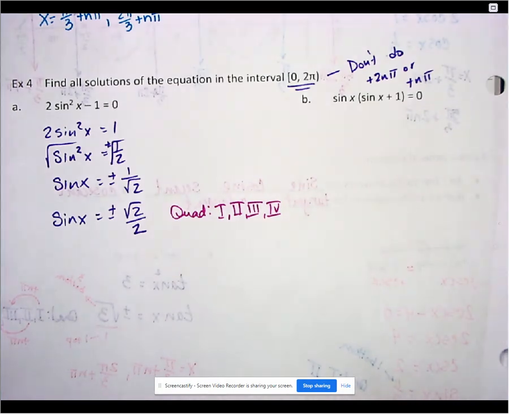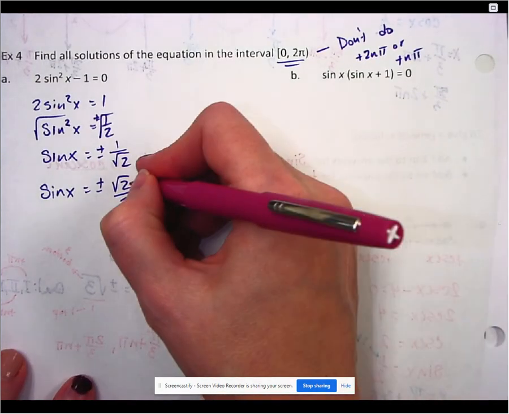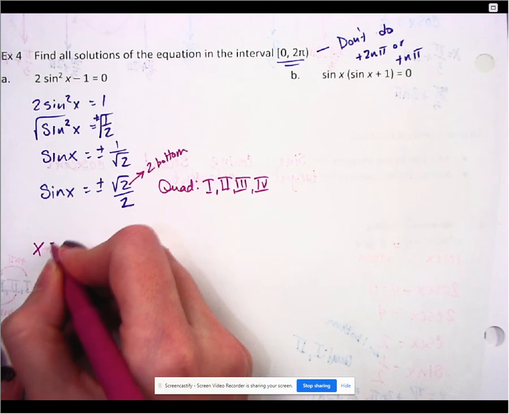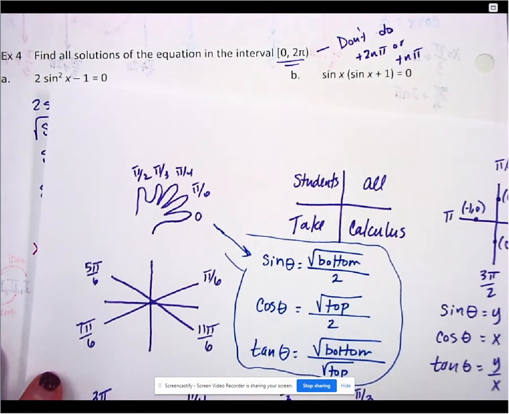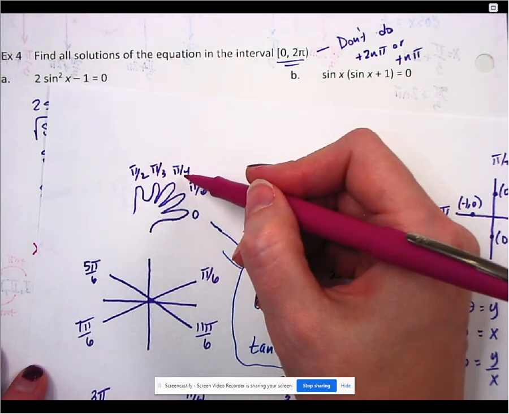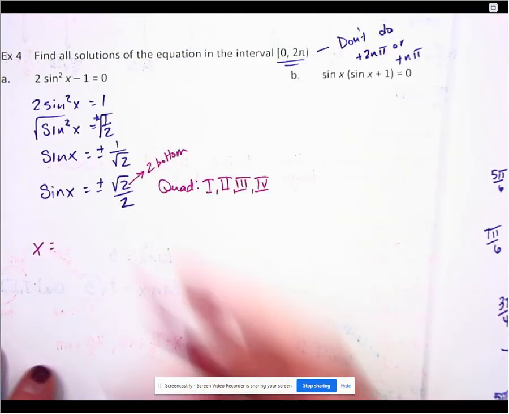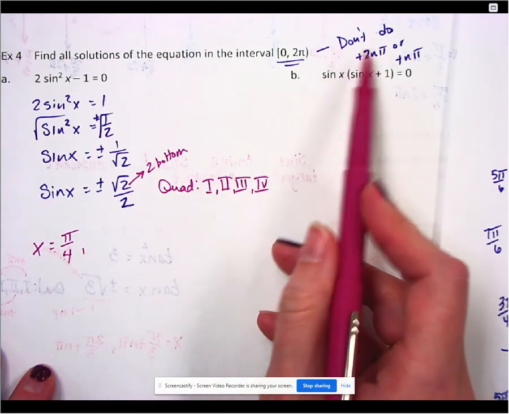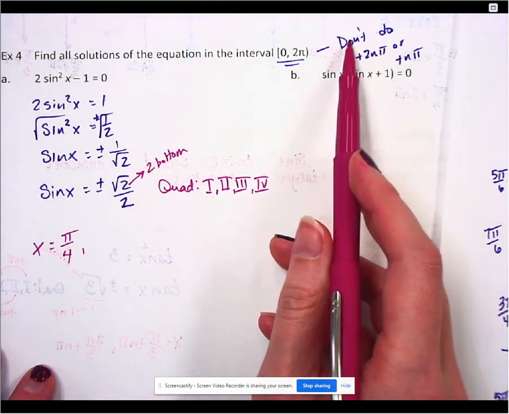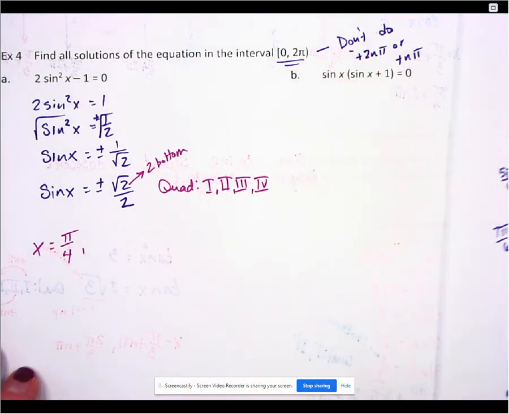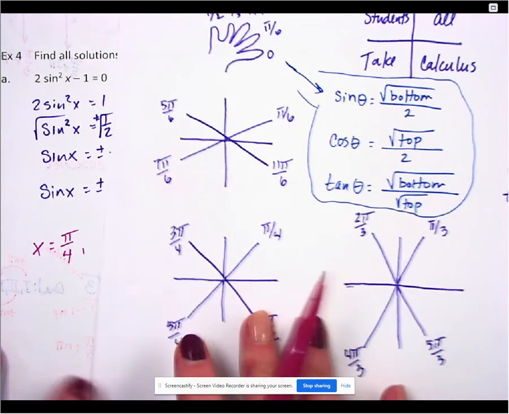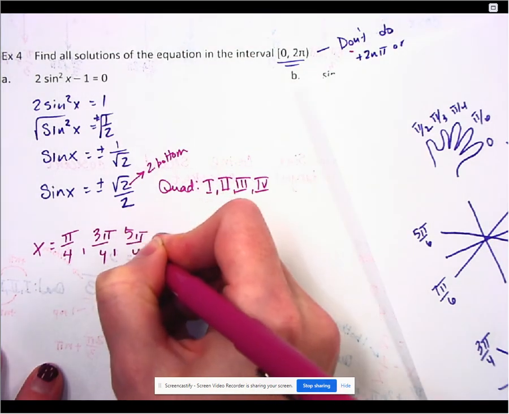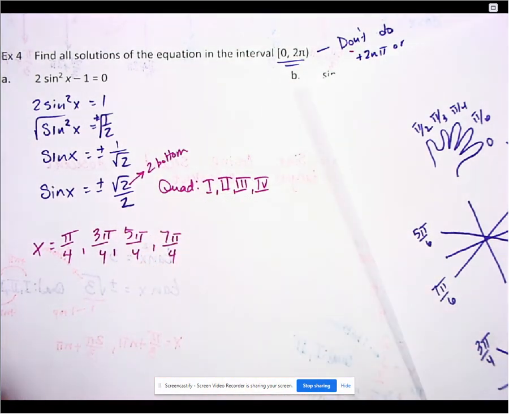All right, sine is the square root of the bottom over 2. So we want 2 bottom fingers. And we look at our hand trick. The finger that has 2 bottom fingers is pi over 4. So we want pi over 4 in all 4 quadrants. All right, so we're not doing plus n pi or plus 2n pi. So we just go ahead and list pi over 4 in all 4 quadrants. And there it is.